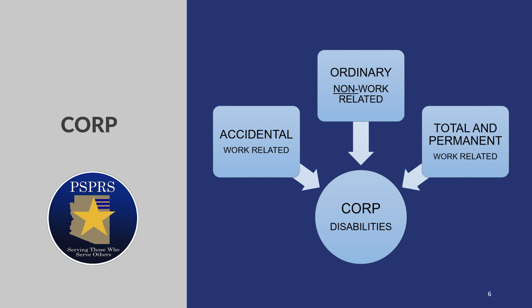CORP has 3 different disabilities. Accidental and total and permanent are work-related. Again, that's important to know for Tier 3 members on the DC, because that's what's available to them. Tier 1 and Tier 2 do have the ordinary available, which is non-work related.